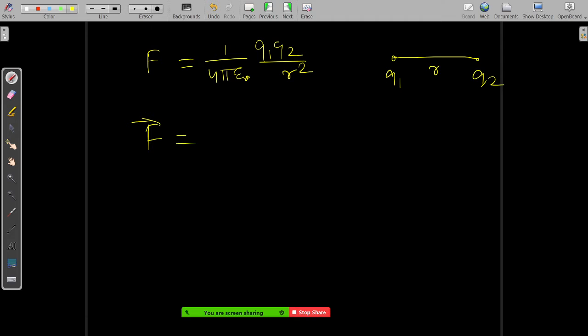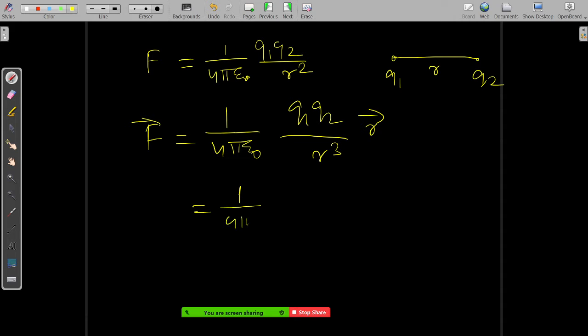This can also be written in vector form as 1 by 4 pi epsilon naught q1 q2 by r cube into r vector, or you can also simply write it as q1 q2 by r square into r cap. R cap is the unit vector along the r direction. So all are similar only.